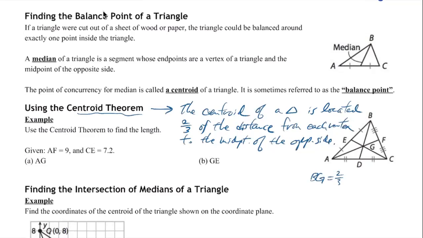is 2/3 of BD. Another way to put that is BG is twice the GD, because if this is 2/3, this is 1/3. So that makes BG twice as long as GD. Sorry about that. That should be D. Okay. There you go. And then I'm going to write out the rest.